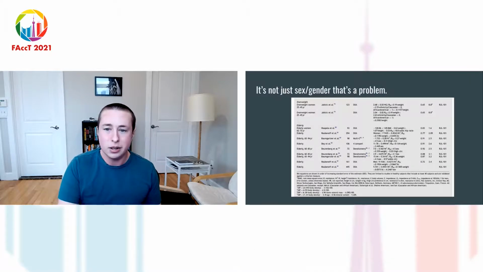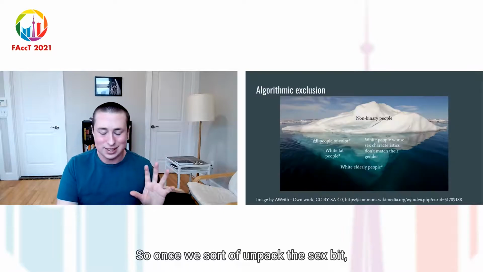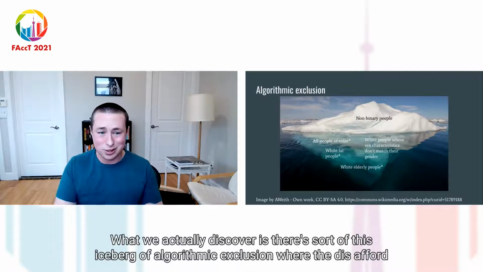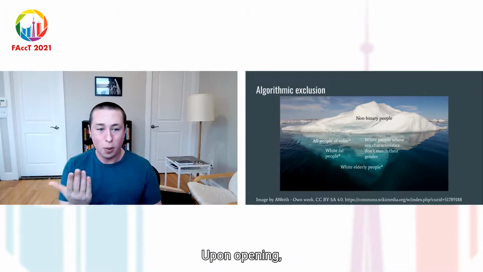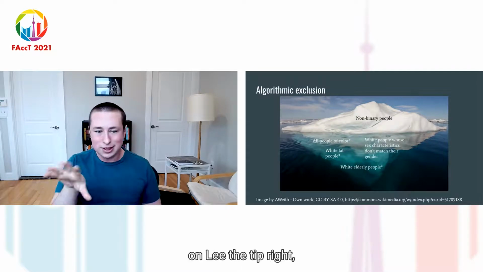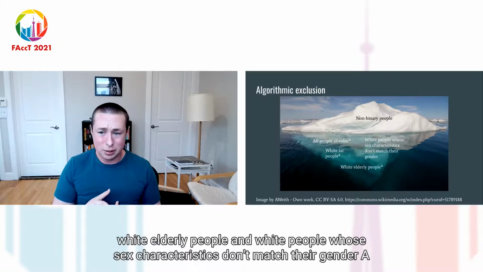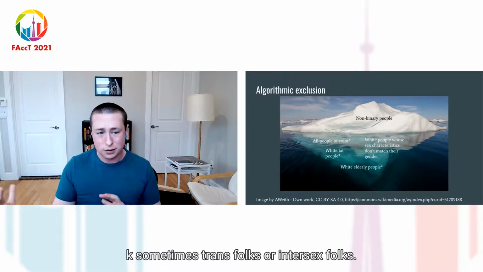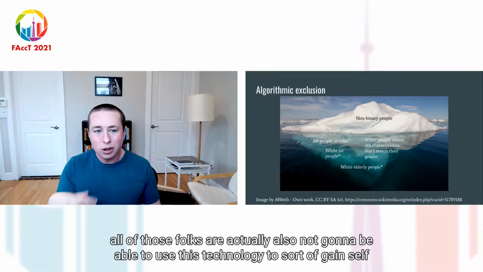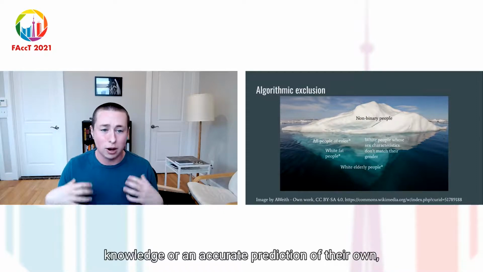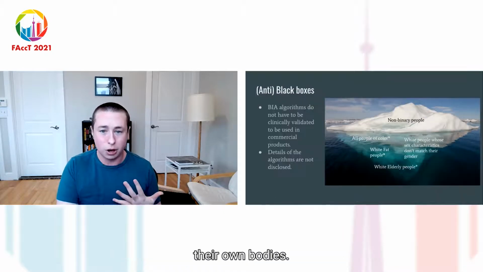So once we unpack the sex bit, what we actually discover is this iceberg of algorithmic exclusion, where the disaffordance for non-binary people upon opening the app is only the tip, right? And then the potential exclusion of all folks of color who aren't going to get accurate readings, white fat people, white elderly people, and white people whose sex characteristics don't match their gender, aka sometimes trans folks or intersex folks. All of those folks are also not going to be able to use this technology to gain self-knowledge or an accurate prediction of their own bodies.